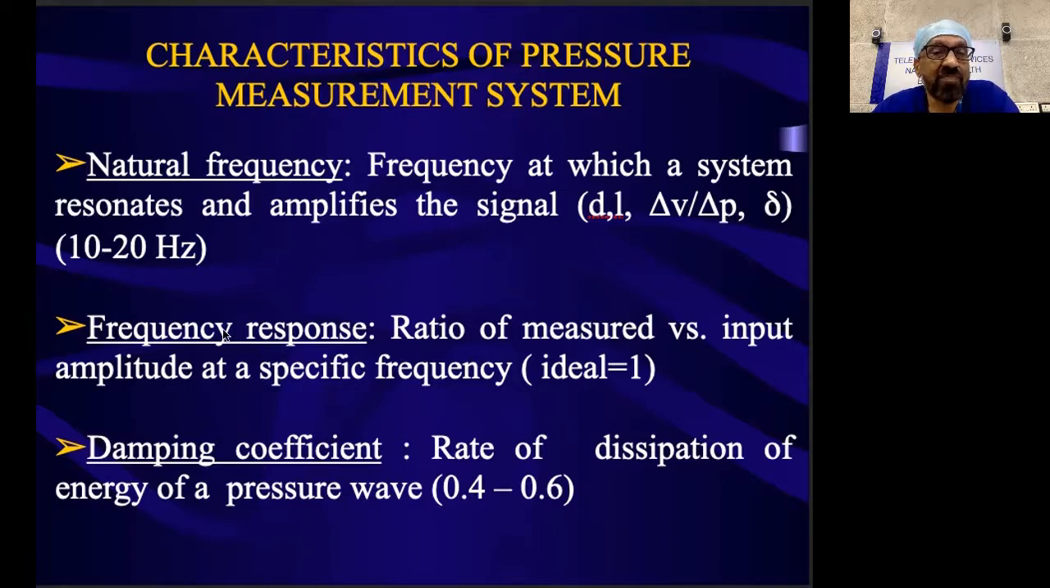The second parameter is called the frequency response, which is the ratio of the measured and input amplitude at a specific frequency. Ideally, it should be 1, which means that the measured reading is the same as the input reading. The third parameter is the damping coefficient, which indicates the rate of dissipation of energy of a pressure waveform, and it should typically be 0.4 to 0.6, and there are no units for this measurement.